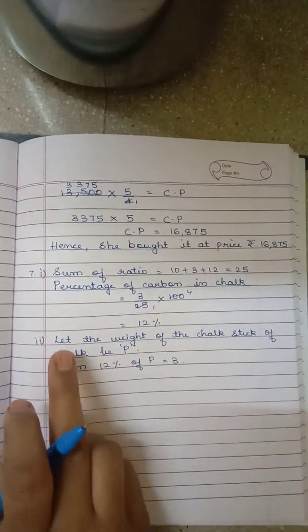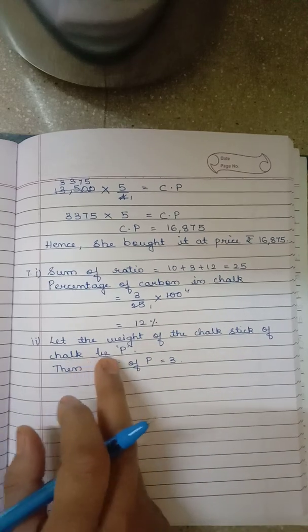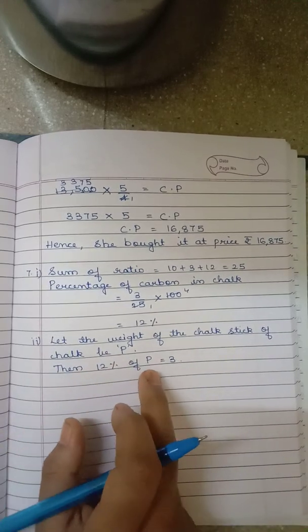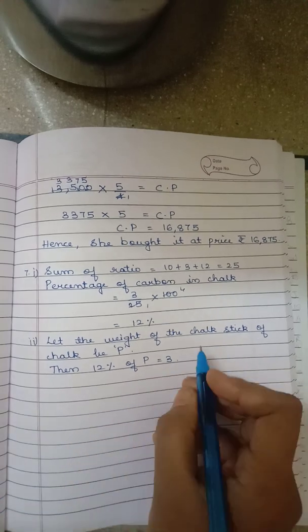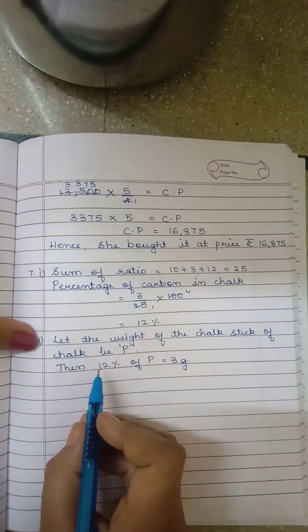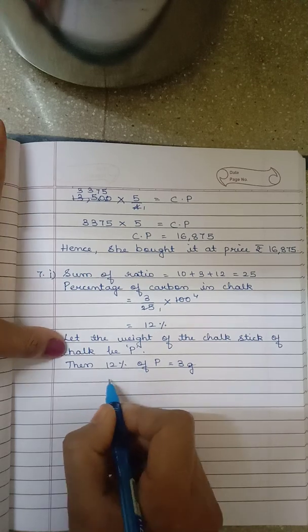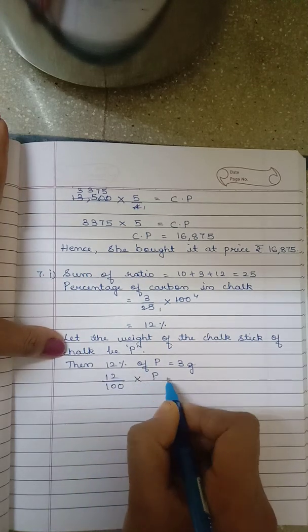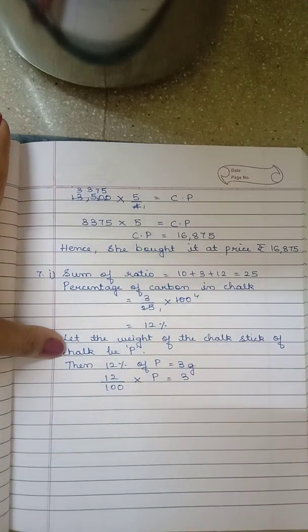Okay, so it is written as, let the weight of the chalk stick be P. Then according to the question, 12% of P is equal to 3 gram, they have given. So let's simplify this to find P. 12%, percent means always upon 100, of means into P is equal to 3.